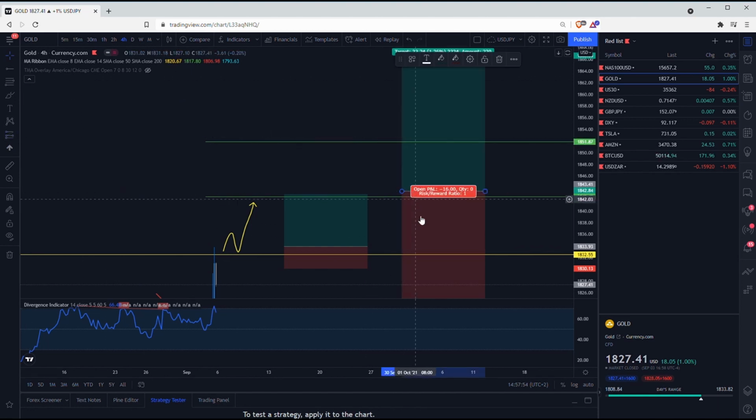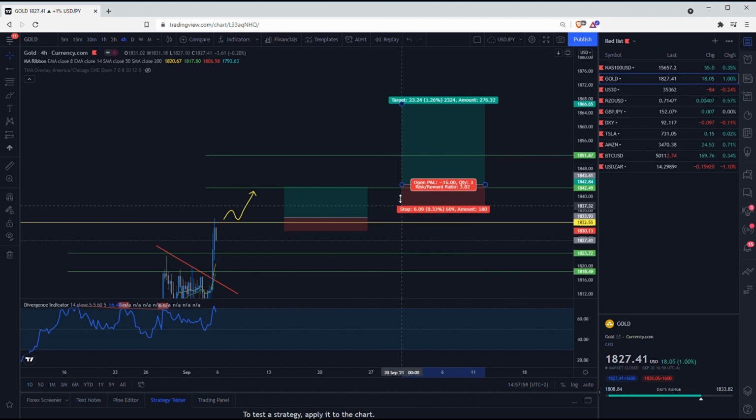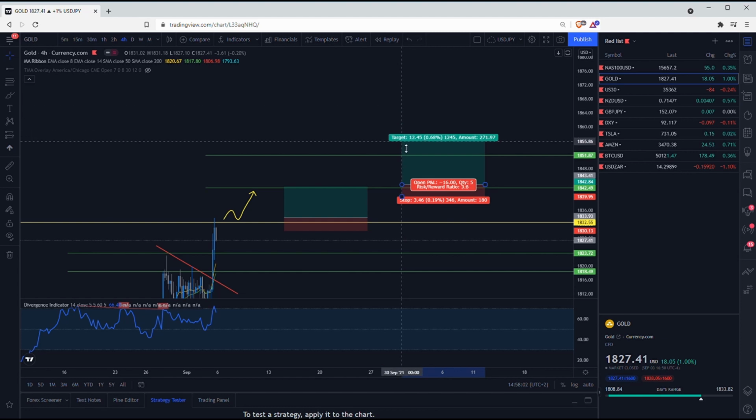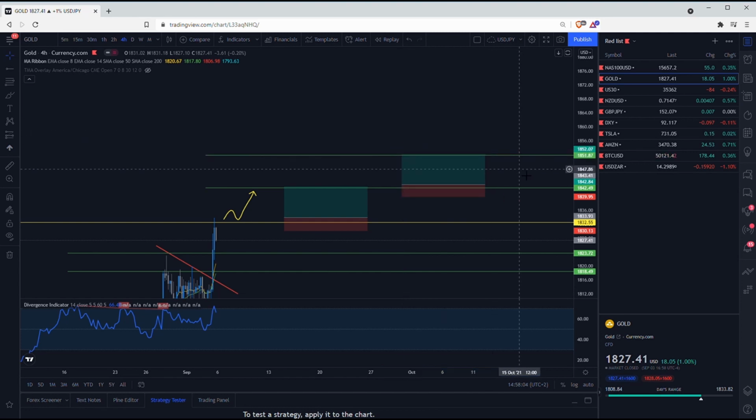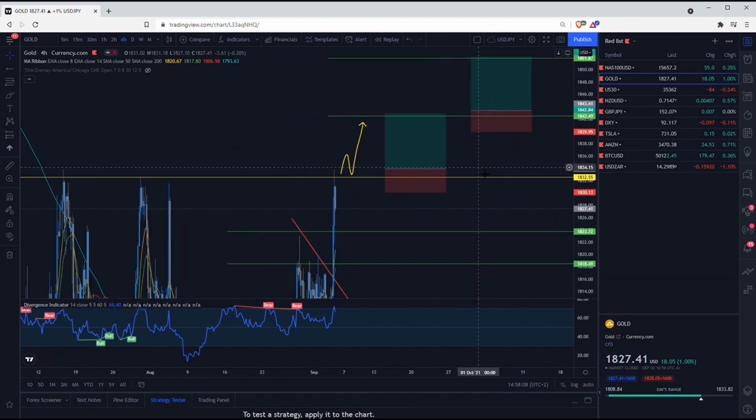Then the second one we can come in from here. Let me just scroll this down. Second one we're coming from here. Once again, ultra tight stop loss, right? And we take that. That will be my two entries for gold, right?